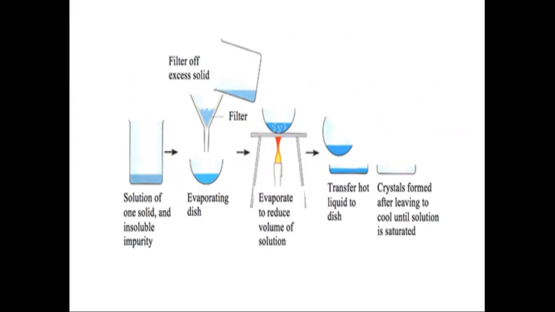First, we need to make a solution and filter off solid insoluble impurities. Then we need to evaporate to reduce the volume of the solution. Transfer the hot liquid to a dish. Crystals form after leaving it to cool until the solution is saturated. When the hot water is evaporated, crystals are formed.